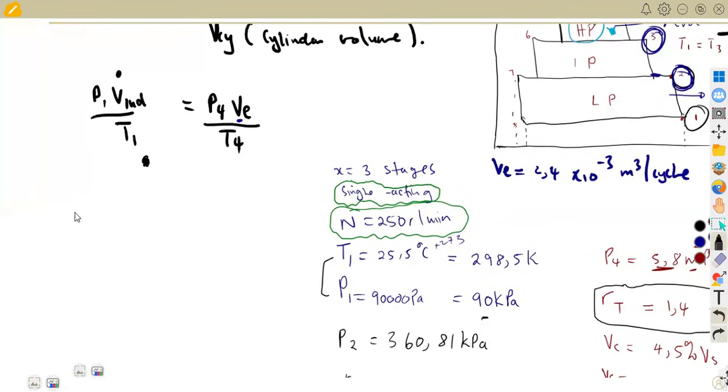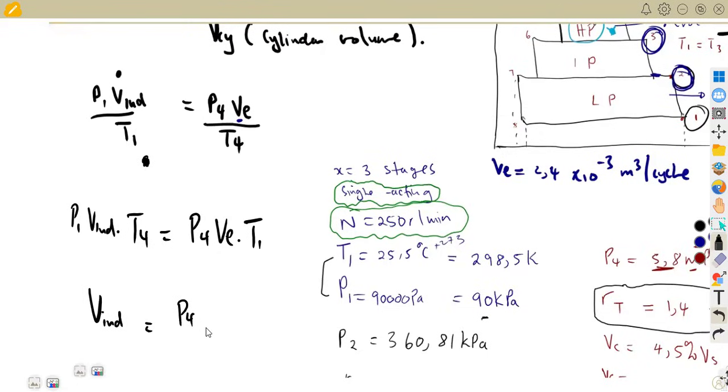Like I was saying, we have to make this the subject. All right, so that will be P1 V indicated times T4 is equal to P4 VE times T1. So since we want the indicated volume, we divide by P1 and T4. So we remain with the induced volume, which is going to be P4 times VE times T1 over P1 T4, since we have divided by P1 T4.